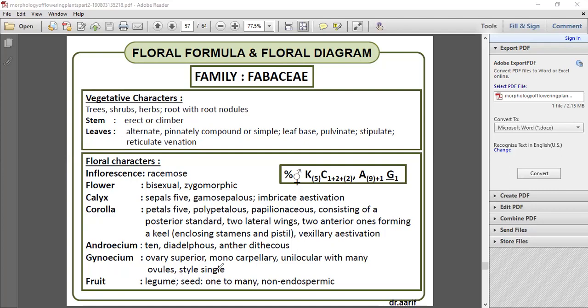Style is single fruit. In case of Pisum, it is not single fruit. In others, it is a single fruit. Now, fruit is a legume, seed one to many, and non-endospermic is the nature of the seed. So basically, characters can be remembered a lot via floral formula and diagram.